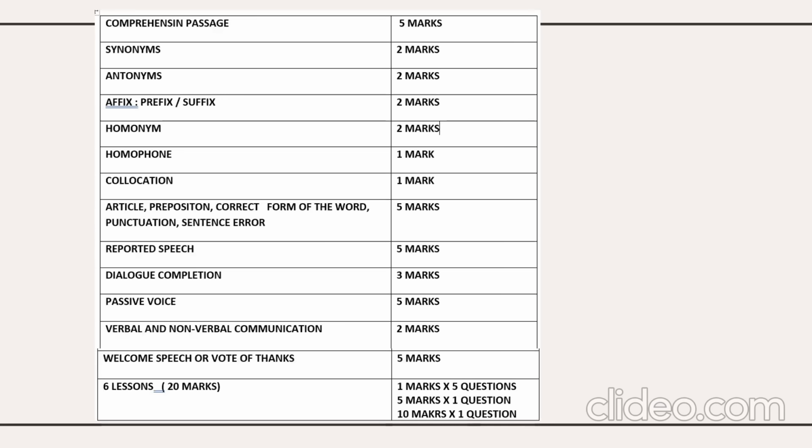So friends, this is how we have solved the question paper 2023, second sem BCom BBA Generic English. Let's have a glance once again at how the marks have been given. Passage 5 marks, synonym 2 marks, antonyms 2 marks, affix 2 marks, homonym 2 marks, homophone 1 mark, collocation 1 mark, articles, preposition, correct form of the word, punctuation, sentence error 5 marks, reported speech 5 marks, dialogue completion 3 marks, passive voice 5 marks, verbal, nonverbal communication questions 2 marks, welcome speech or word of thanks 5 marks, then 20 marks questions from the 6 lessons where you'll be asked 1 mark 5 questions, 5 marks 1 question, and 10 marks 1 question. So that's the blueprint of this question paper.